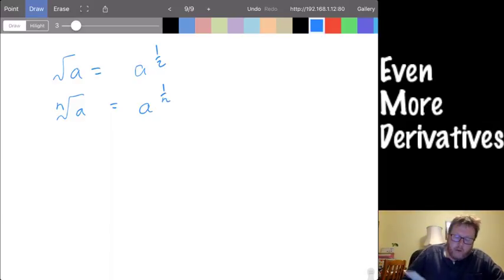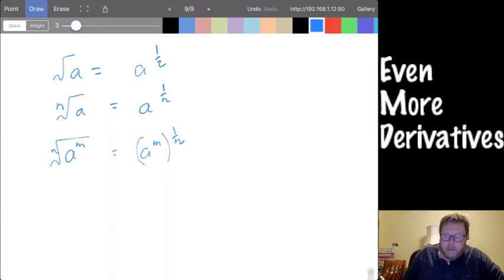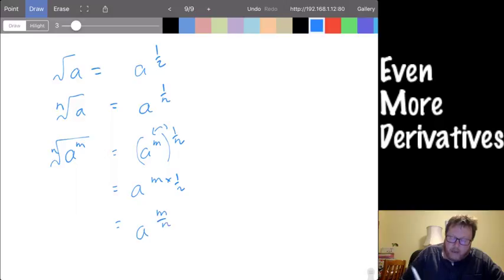Okay, cool. Well, what about a to the power of m? What if we take the nth root of that? Well, the nth root of that would be a to the power of m to the power of 1 on n. And then what we do is we end up multiplying these two numbers together. So we've got a to the power of m times 1 on n, which gives us a to the power of m on n. So, like I said, this was done in methods, grade 9 methods.